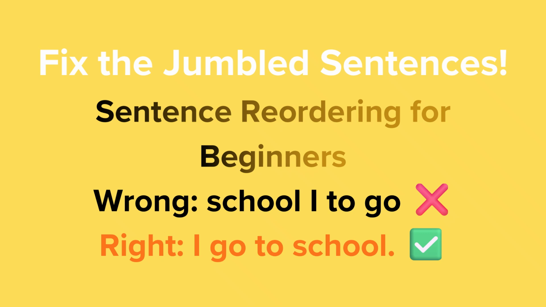For example, you can see on the screen, "school I to go." This sentence or this group of words does not make any sense. But if I arrange these words in a proper sequence, and then I write down "I go to school," then it makes sense, it makes a meaning. Let us see a few more examples.